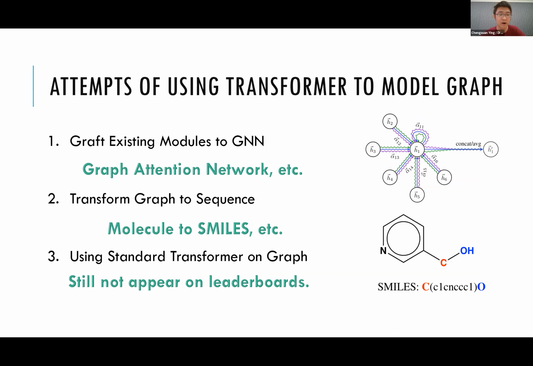There are also some works on directly using transformers on graph tasks. However, we noticed that few transformer-based approaches are ranked at the top in any graph prediction leaderboard. Hence, it is still an open problem: do transformers really perform badly for graph representation learning?